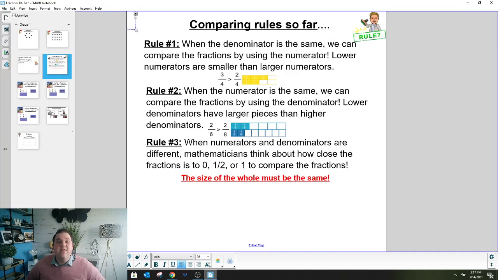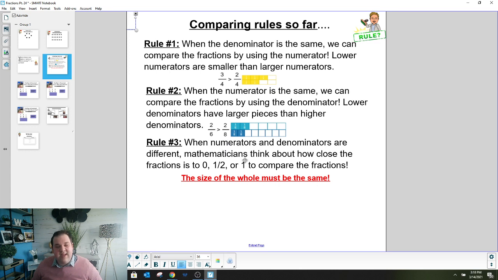Here are the rules that we've been talking about for comparing fractions over the past couple of weeks in our mini lesson. And just as a reminder, when we have rule number one, that means the denominator is the same, and that means the size of the pieces are the same, and we can look at the numerator to determine which one has more pieces. Then we talked about when the numerator is the same, we can use the denominator to help us determine which one's larger, because the one with the least amount of pieces is going to have bigger pieces. So in this case, 2/6 is larger than 2/8.